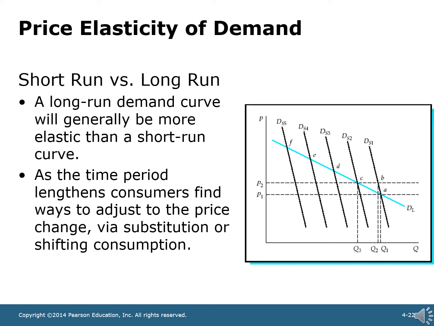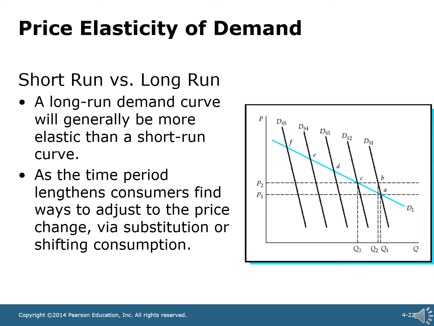The figure on the right comes from one of Milton Friedman's old textbooks. We see the demand curve in light blue, DL, is the demand curve for the long term. And then we have DS5, DS4, DS3, DS2, DS1. All of these are short run demand curves. The short run demand curves have a steeper slope. So we can see graphically that they are relatively inelastic.